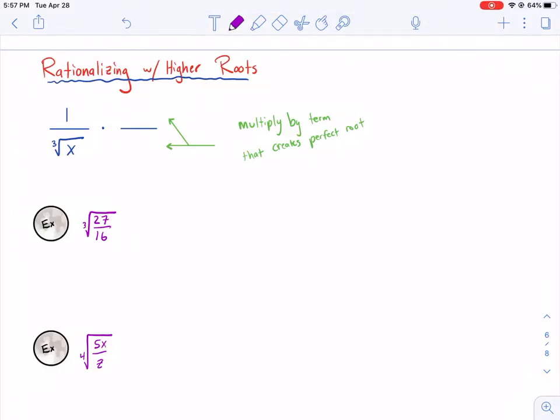Welcome back to Rationalizing the Denominator. Today we're going to be talking about rationalizing with higher roots. So we're not going to just use square roots, we're going to be doing it with higher roots.